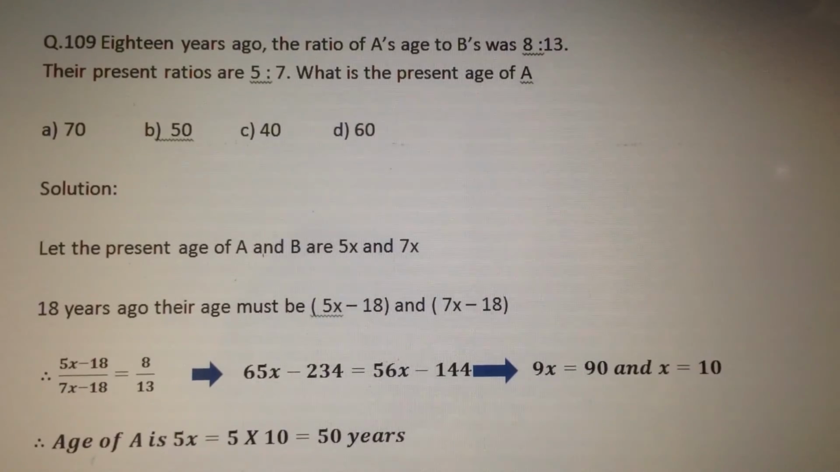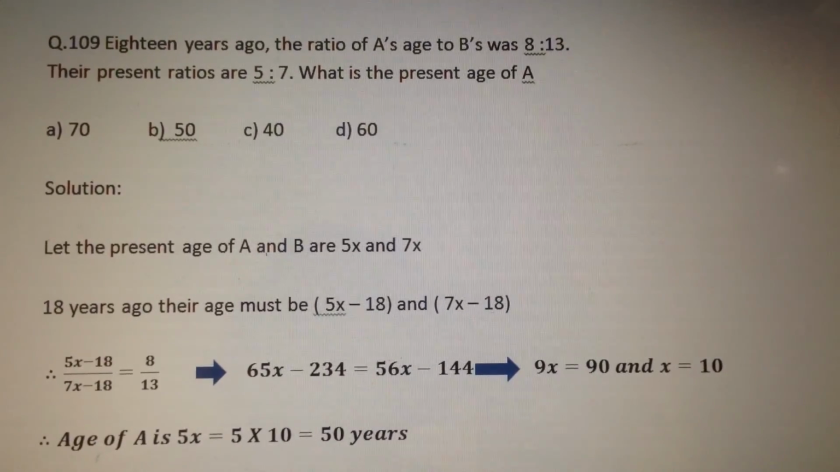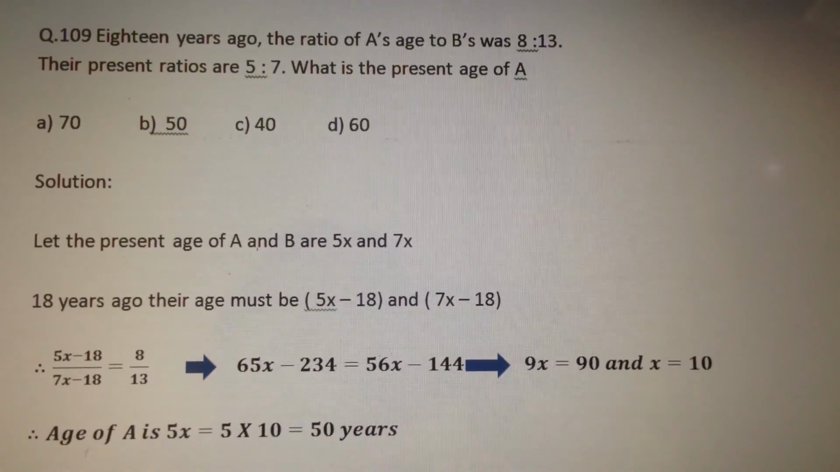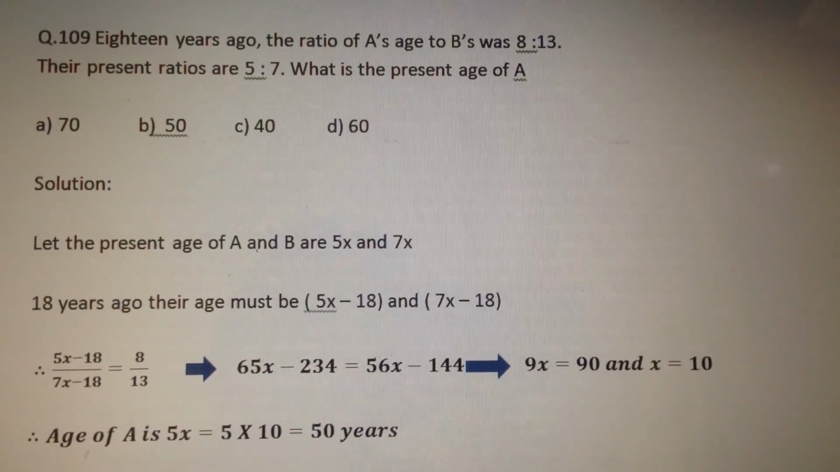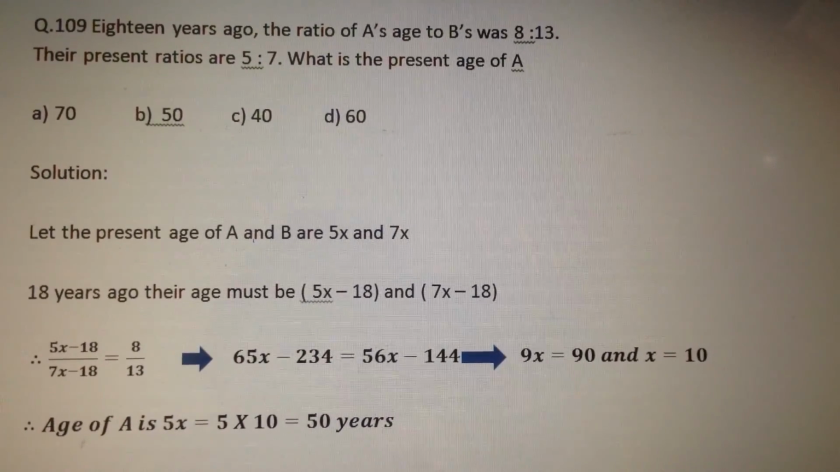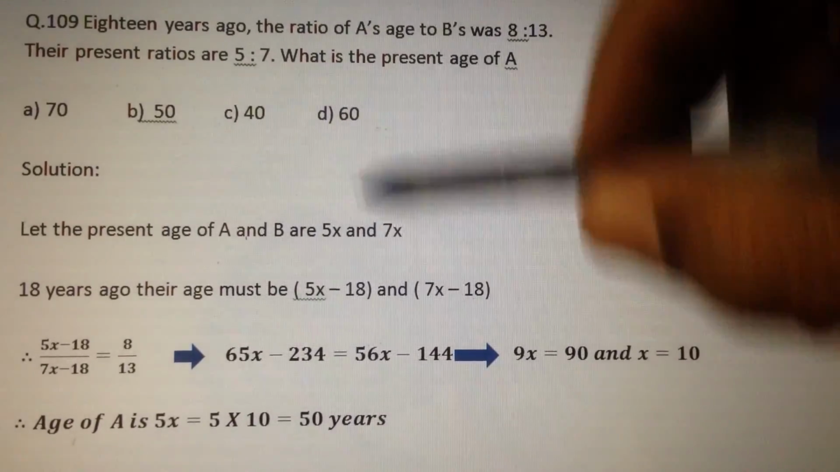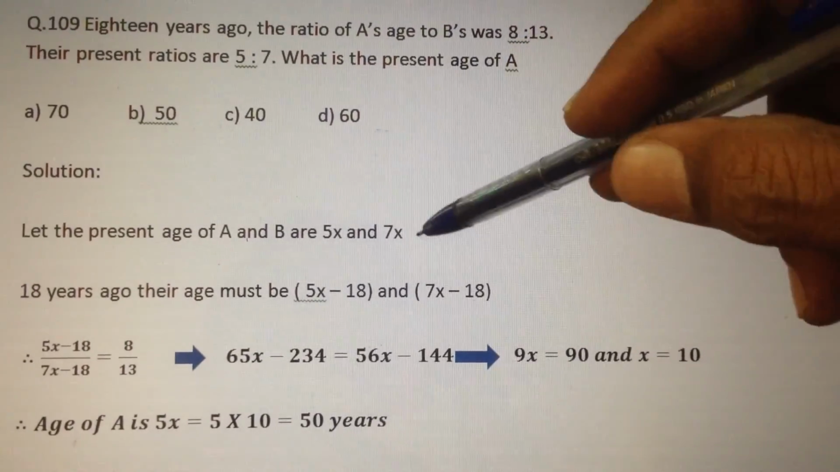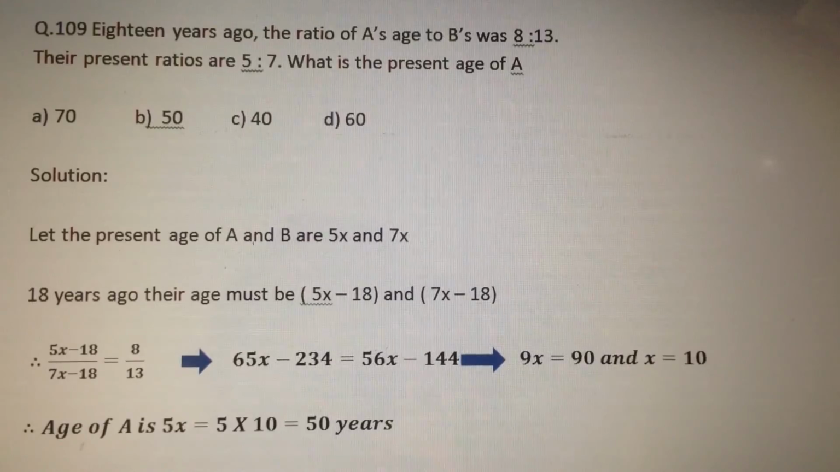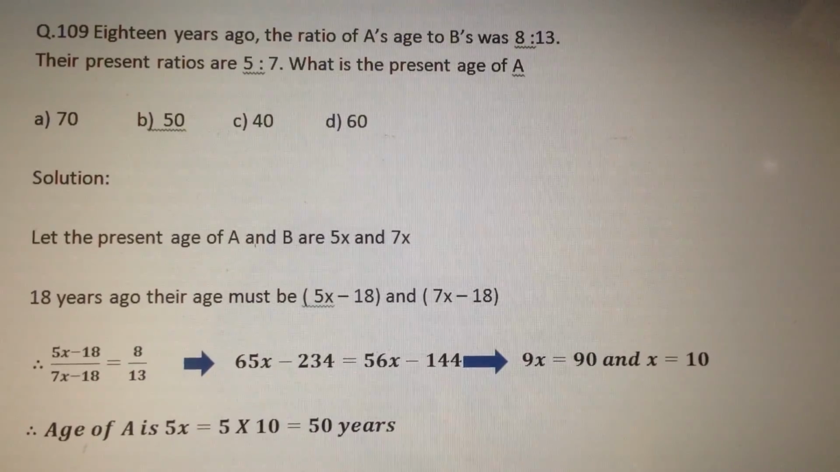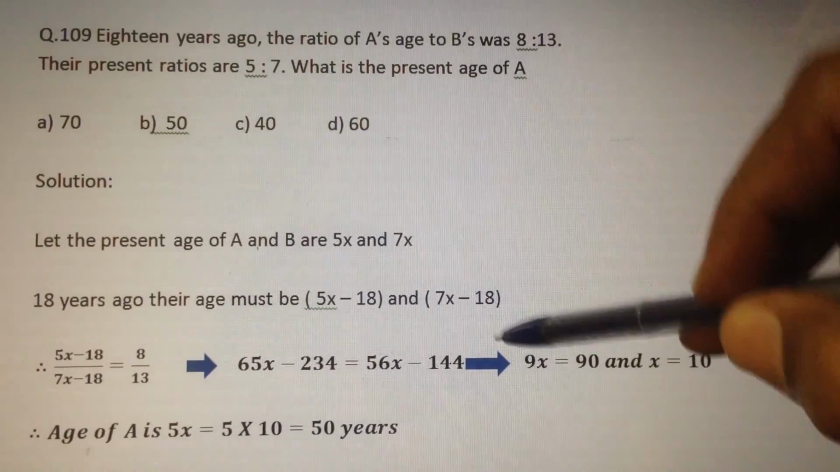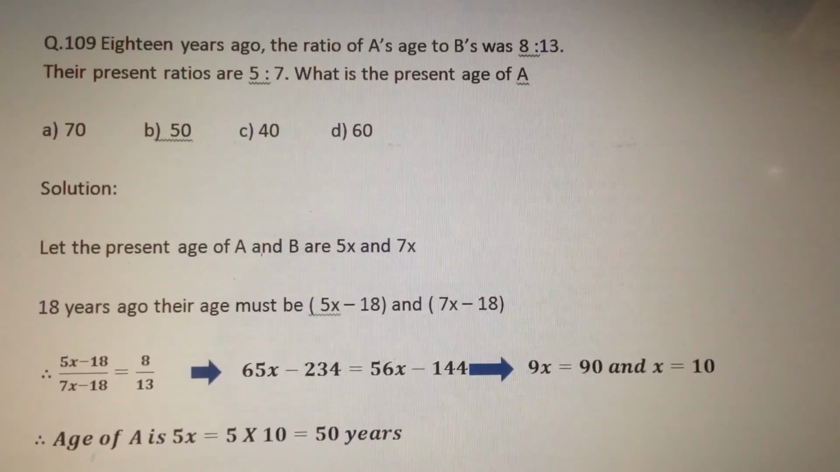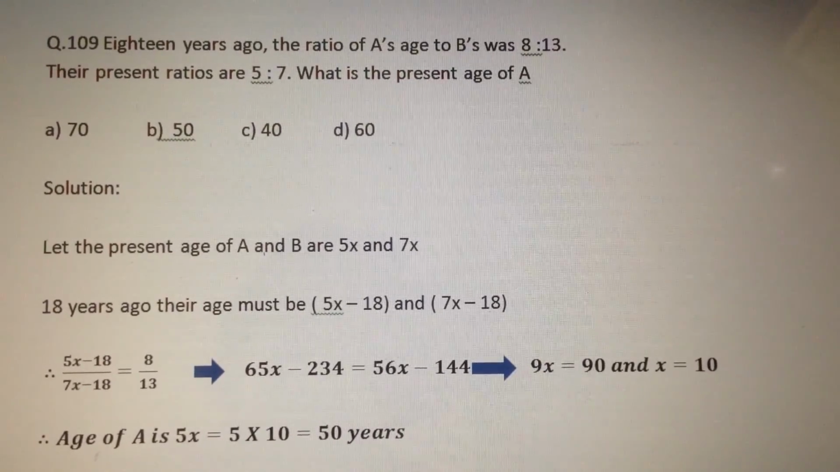Next question. 18 years ago, the ratio of A's age to B's age was 8 is to 13. Their present ratio is 5 is to 7. What is the present age of A? Let us assume the present ages of A and B are 5x and 7x, because they are in the ratio of 5 is to 7. So 18 years ago, their ages must be 5x minus 18 and 7x minus 18. And 18 years ago, their ages were in the ratio of 8 is to 13.